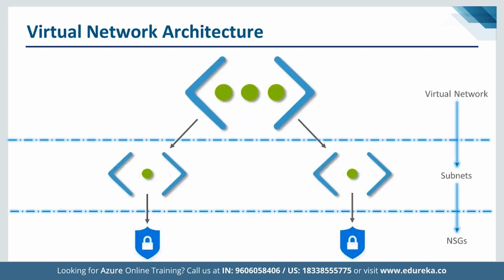Okay. So this is the virtual network. Inside the virtual network, what do we have? We do have a subnet. So what we are doing is splitting this virtual network into subnets. And then what do we have?